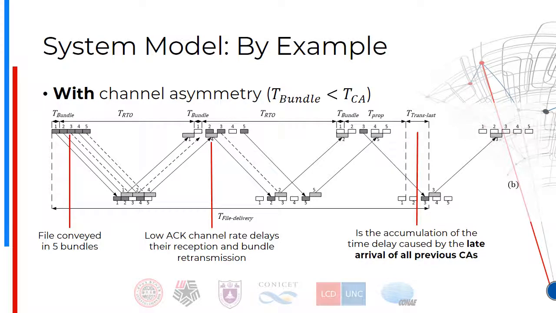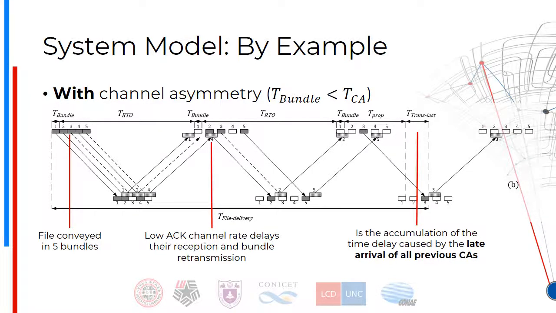But what happens when channel asymmetry is even bigger, which means that the time of the custody acceptance packet is bigger than the bundle packet? And this is what we see here in this scenario, where the same packet loss schedule is applied. So again, the original sender transmits a file with 5 bundles. Basically, this low ACK channel rate delays the reception of the ACKs a little bit more each round, right? So this starts to spread away these different timings, and will have a final impact on this TTransLast parameter we mentioned.